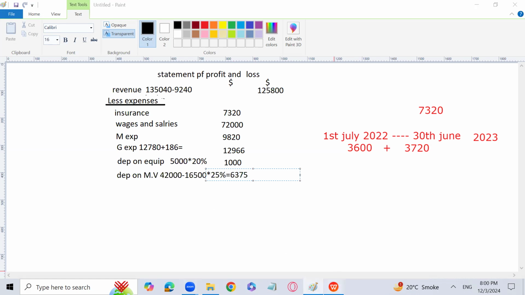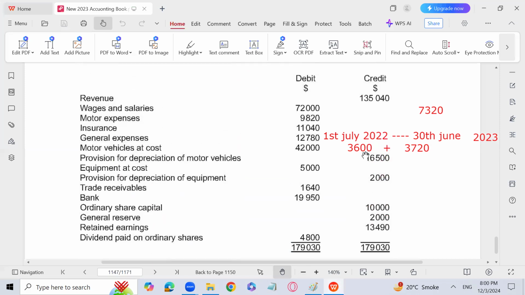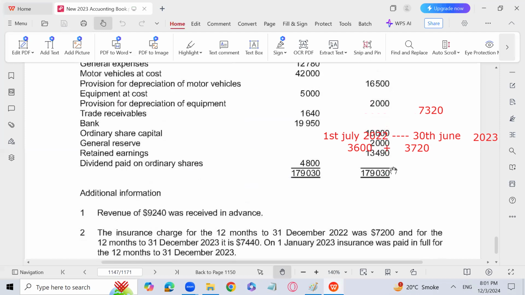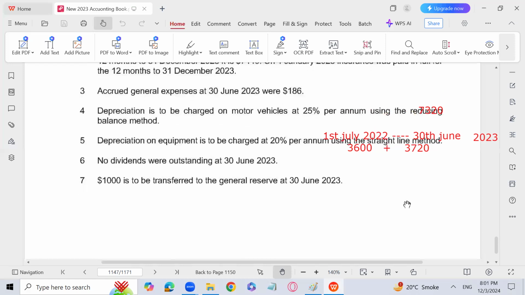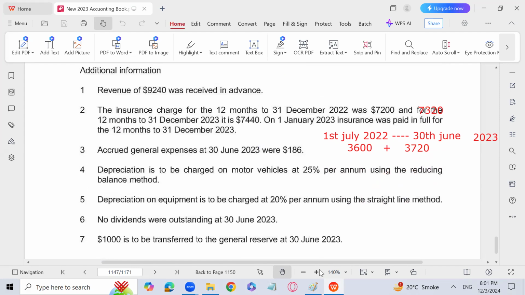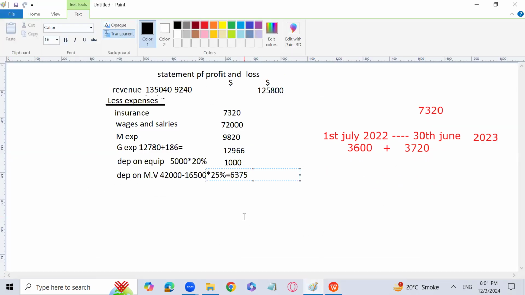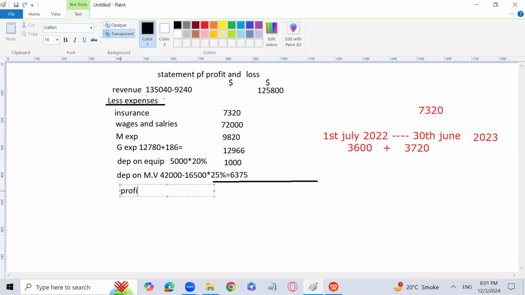Okay. Let's see if there is any other expense not yet recorded in the statement of profit and loss, or you might say income statement. There are no other expenses, because dividends are supposed to be recorded in the statement of changes in equity, as we did with the general reserve. So let's go for the total of the expenses. As it's a service business, we will subtract the total of expenses from the revenue, and we will get the profit.